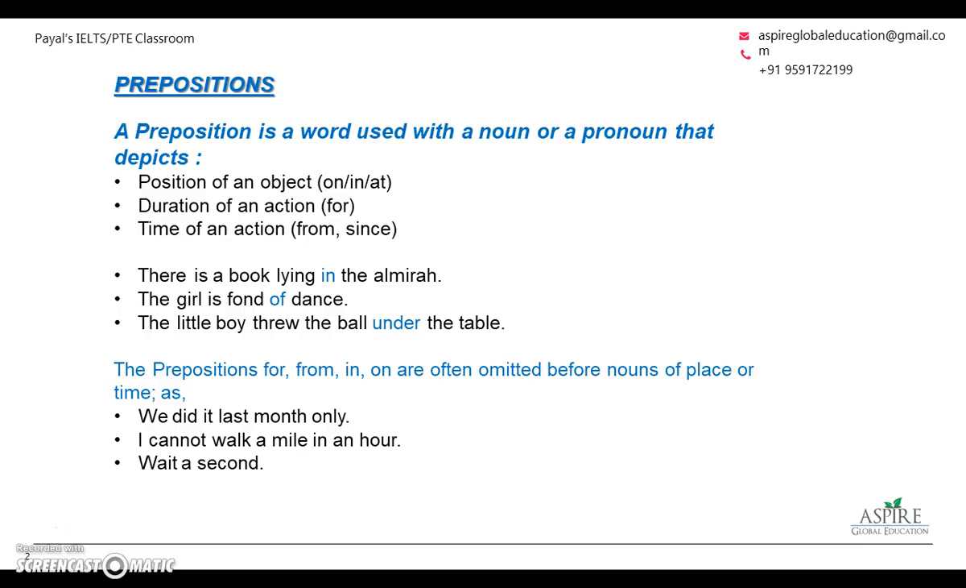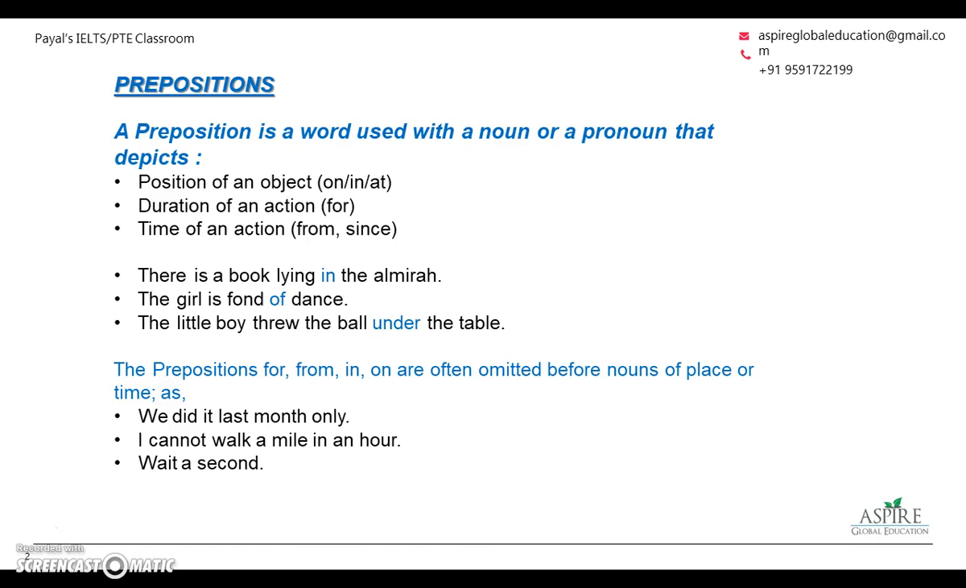It is a word which is used with a noun or a pronoun that depicts the position of an object, using on, in and at. For example, if I make a sentence, there is a book. It's a simple sentence with the noun, pronoun and a verb.